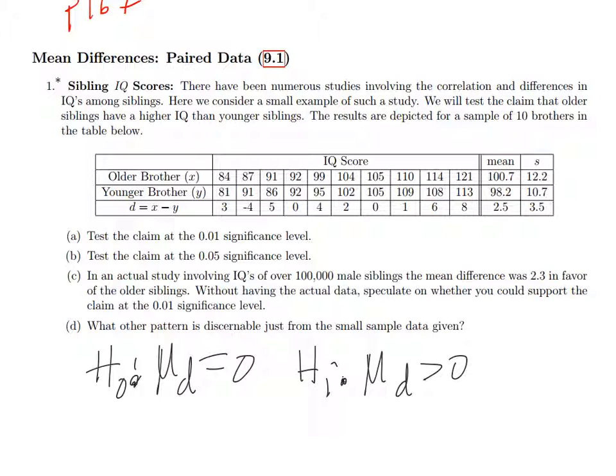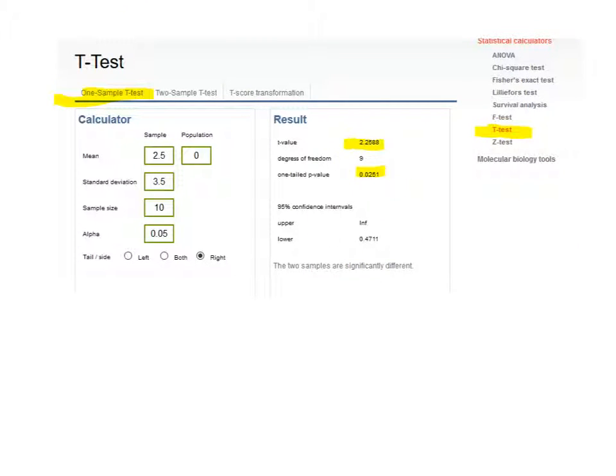And let's see, what do we got? Well, we've got our x bar, we've got our s, we've got n is 10, all stuff we need for the calculator. So I went ahead and filled in the information. I chose one sample because we're just talking about the differences. I used my mu sub d 0 as the population mean. That's the hypothesized center saying that there's no difference between the two. And here's the sample difference. Here's the standard deviation, n is 10. I left it as 0.05.